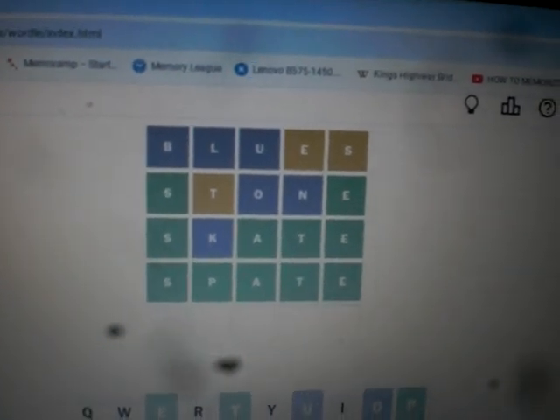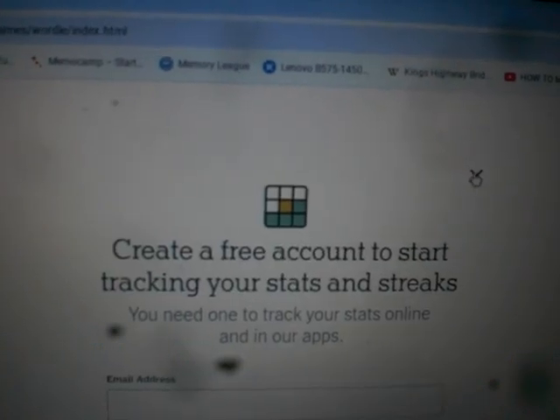Let me check the definition on spate real quick. A large number of similar things or events appearing or occurring in quick succession. Yeah, it's like a spate of earthquakes lately. Okay, so anyway, we got it.